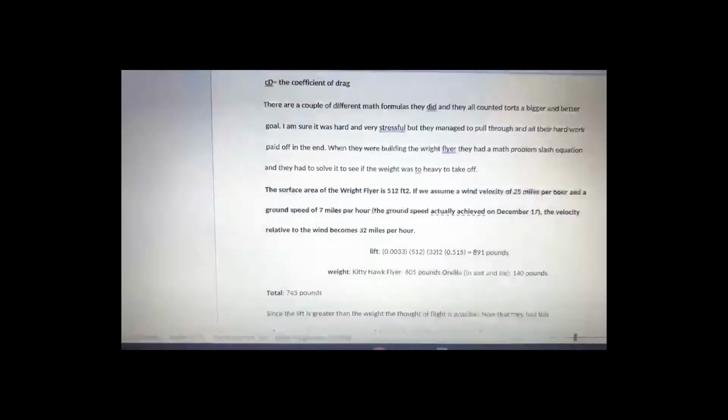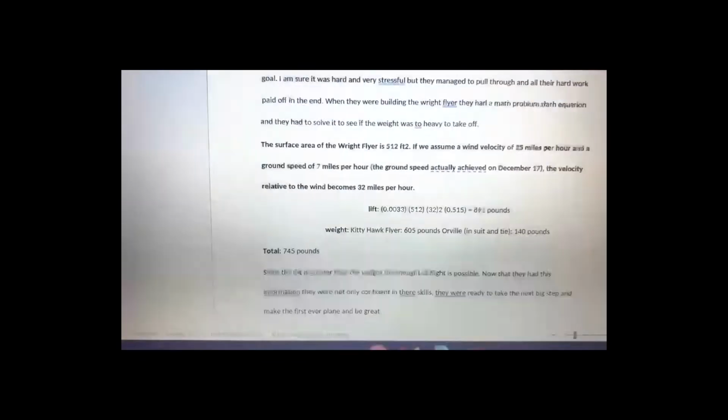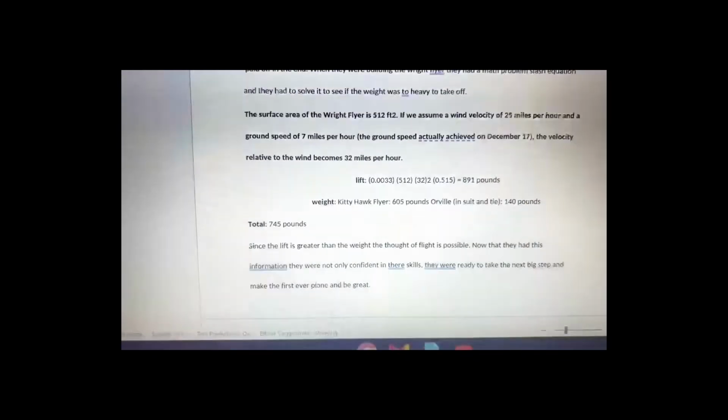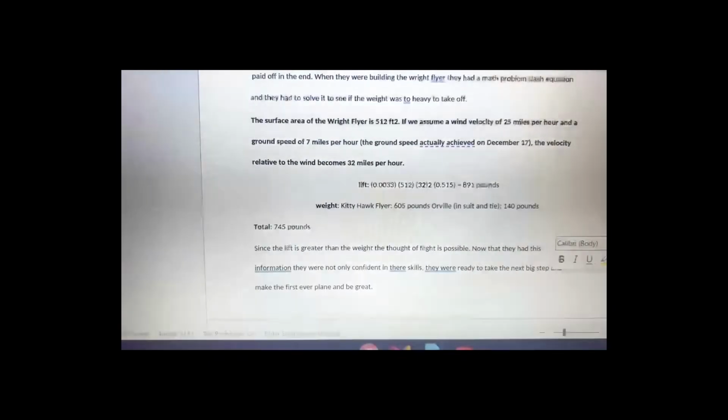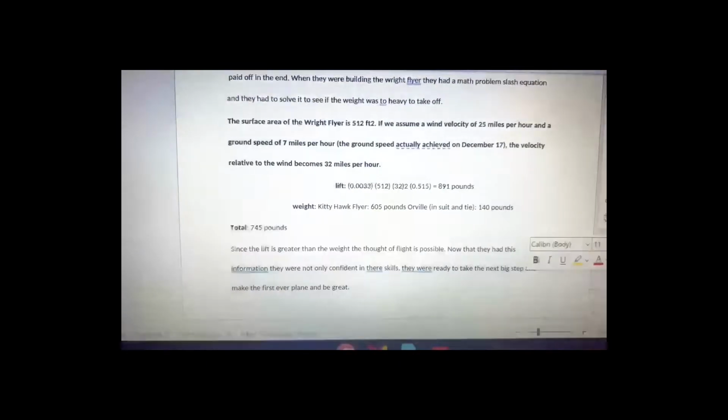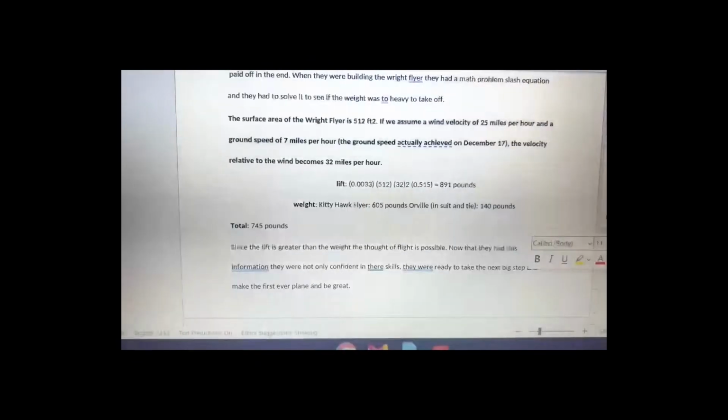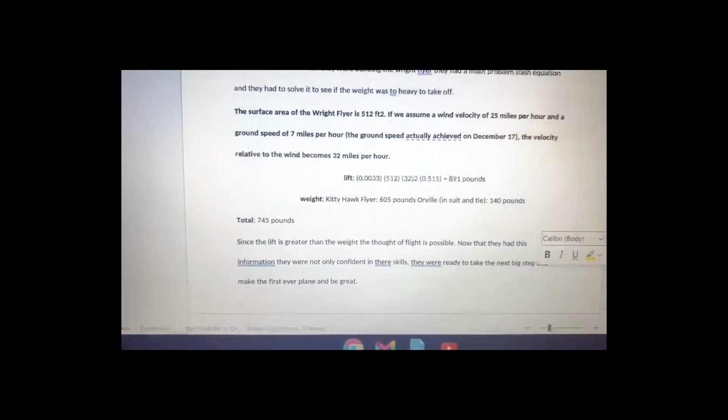Now if you'll scroll down, you'll see the formula that I decided to use, that they use as well, where it says the surface area, and you see where lift, it says 0.003 times 512 times 32 squared times 0.515, which equals 891. Now the weight of the person, including the suit and the tie, is 141. Now the total is 745 pounds.